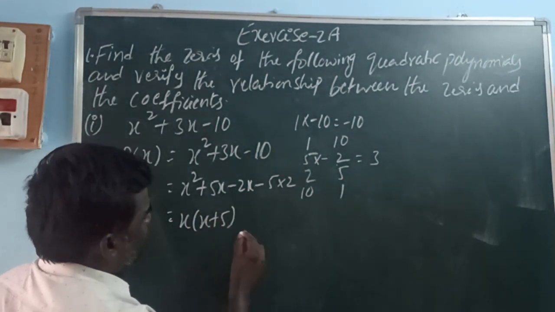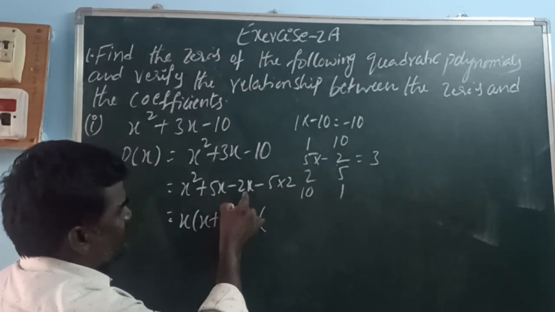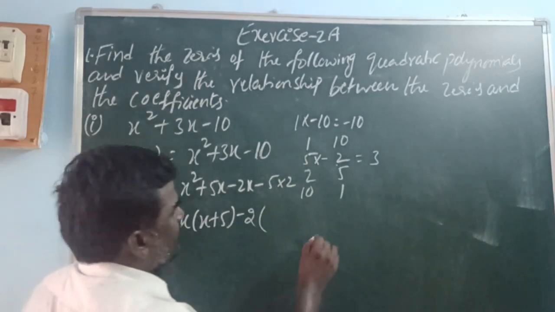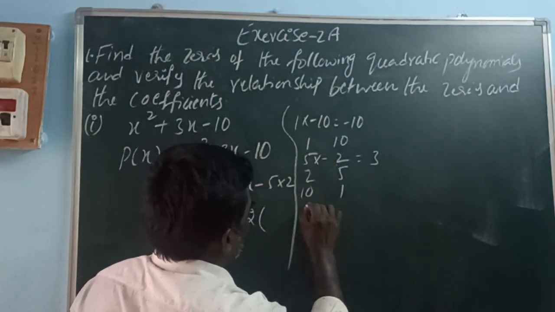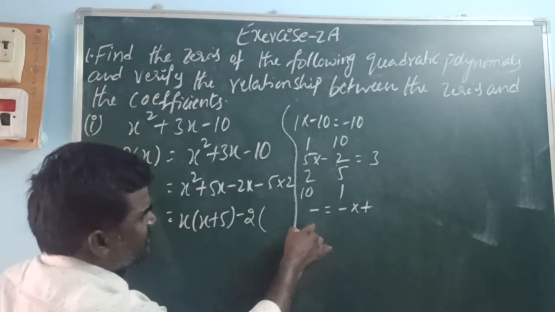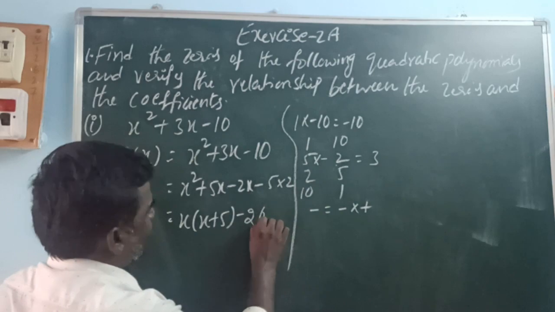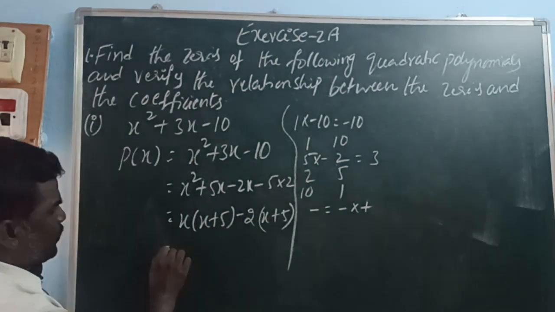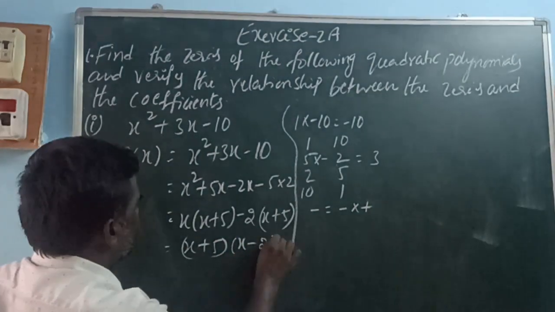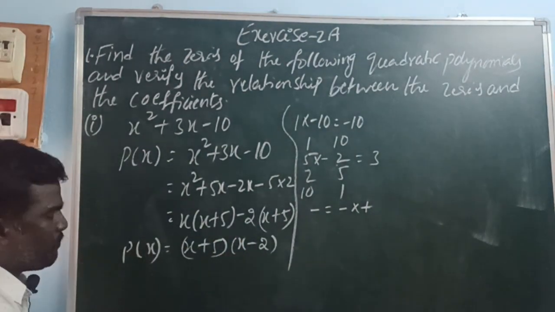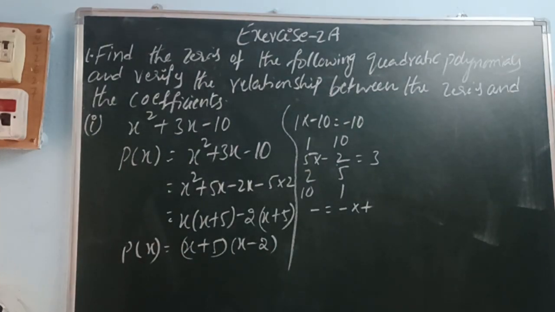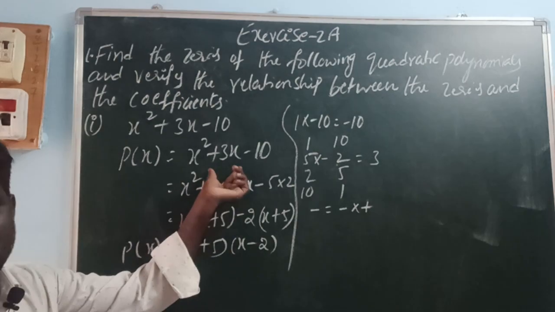From the last two terms, what is common? Minus 2. When you take the minus outside, the sign inside changes, so what remains is plus, that is x plus 5. So in total, what is common? x plus 5. x plus 5 of x minus 2. So the factors of the given quadratic polynomial are x plus 5 and x minus 2.